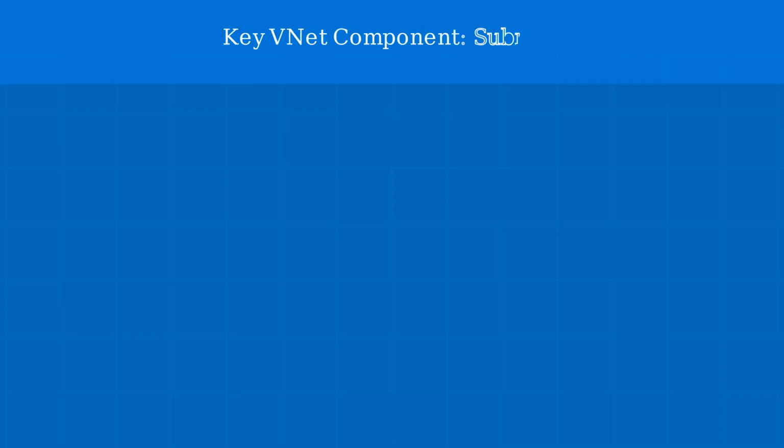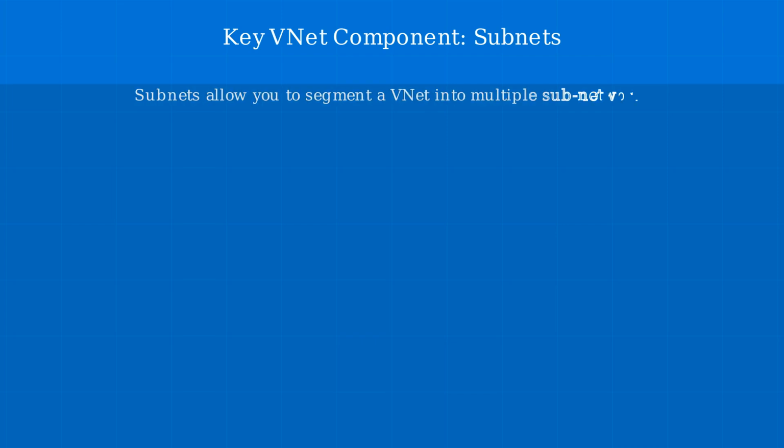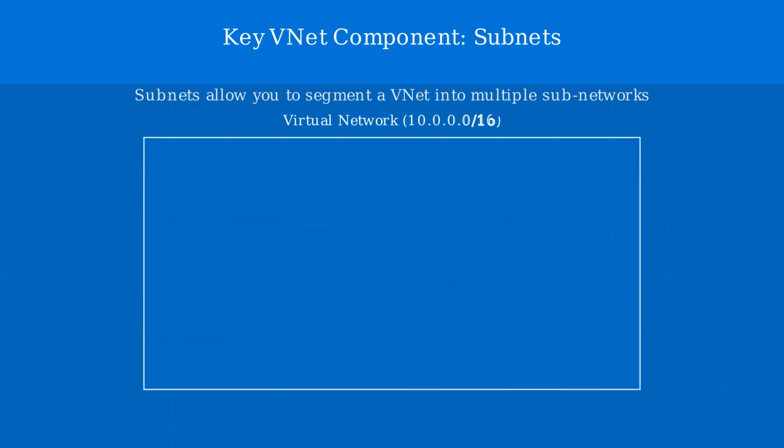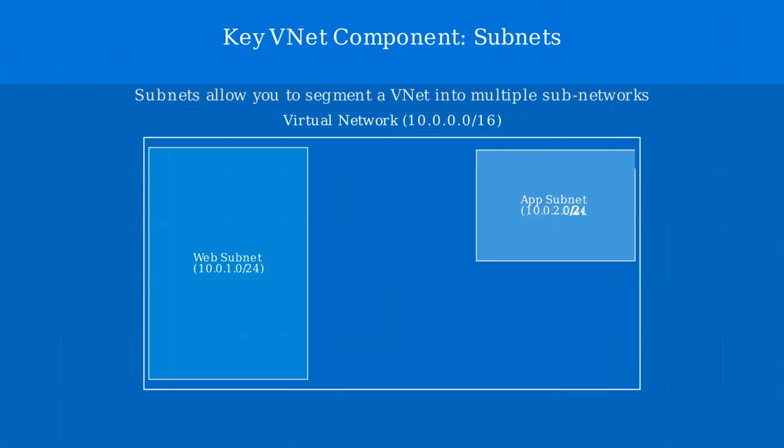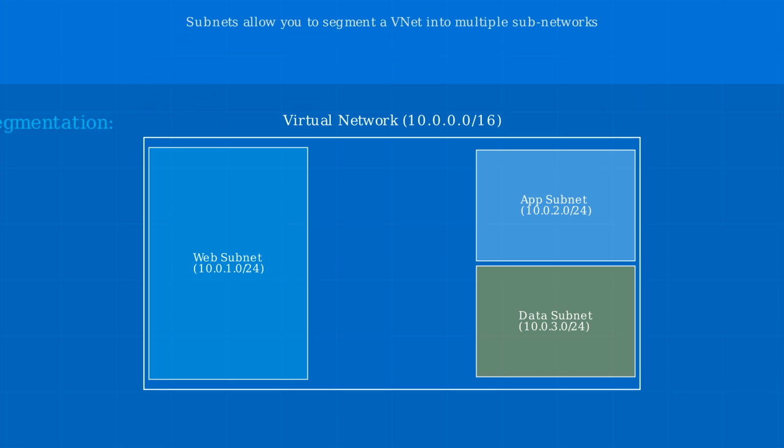Subnets are a fundamental component of Azure Virtual Networks, allowing you to segment your network into smaller, manageable sections. When you create subnets, you allocate portions of your VNet's address space to each subnet. Think of it as dividing a large office building into separate departments. Subnets provide several important benefits for your cloud architecture. They enable network isolation between different workloads and allow for granular security control using network security groups.